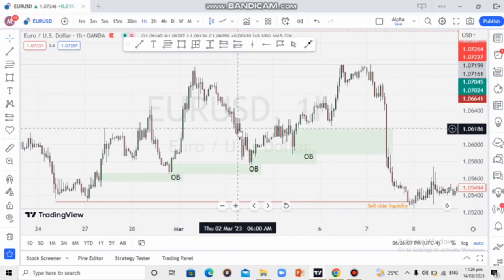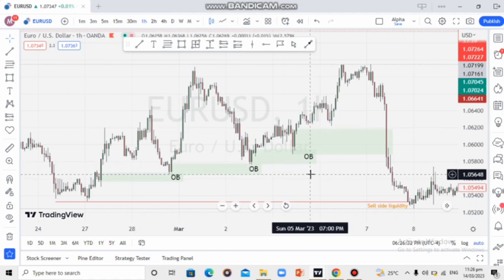I want to show you how to select the right order block, as that was the question I got today from the discussion group. So, let's quickly get to the main point.